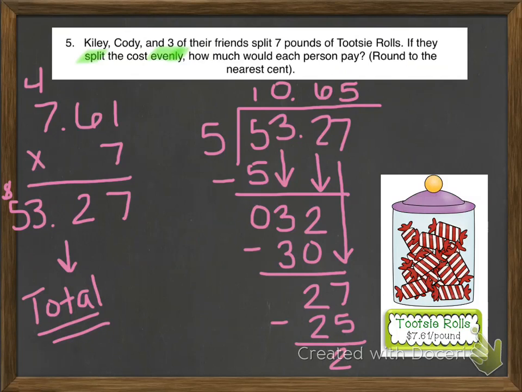I have 2 left over, and I'm going to keep going just one more time, bringing down the 0. 5 goes into 20 exactly 4 times, but I'm going to go ahead and stop there. Since we're talking about money, we want to round to the hundredths place. Looking at this 4 here, it is going to have us keep our answer at $10.65 per person.